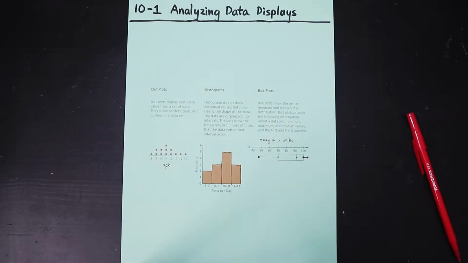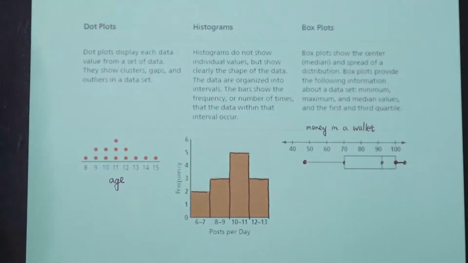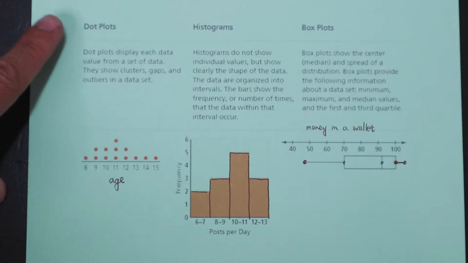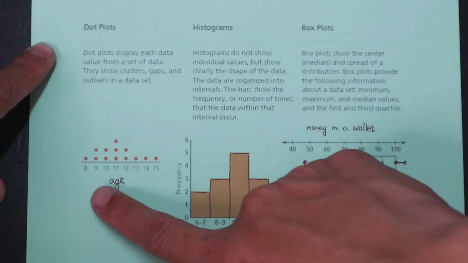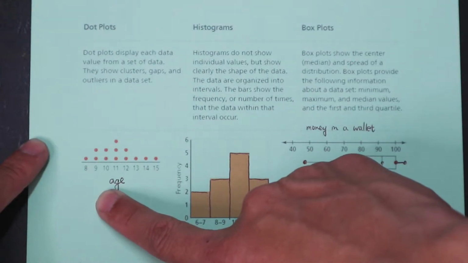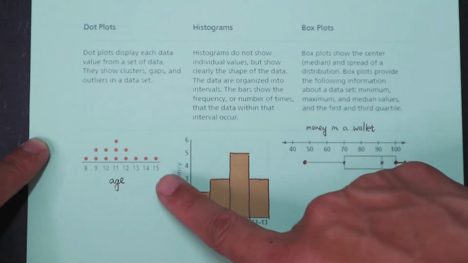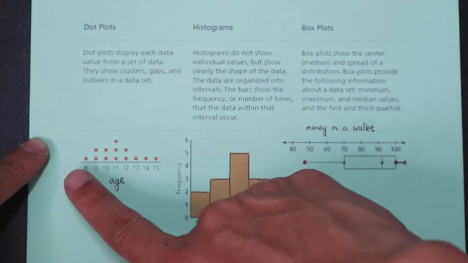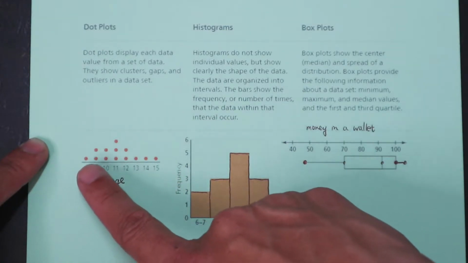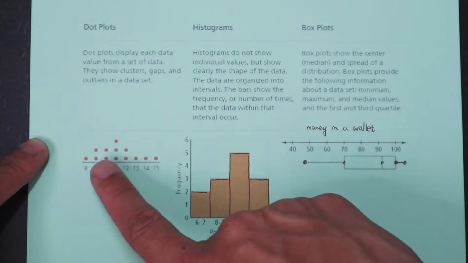In today's lesson 10-1, Analyzing Data Displays, we're going to cover 3 different types of displays, and they're going to look different and provide you different types of data. Let's take a look. The first type of display is called a dot plot. Let's say these are the ages of each child ranging from 8 to 15 years old. I see there's 1 child that is 8 years old, 2 children that are 9 years old, and so on and so forth.